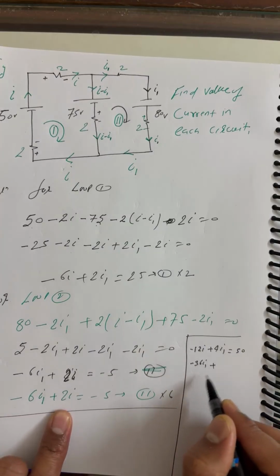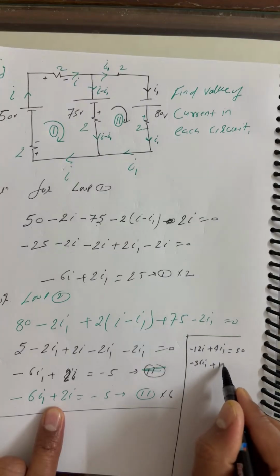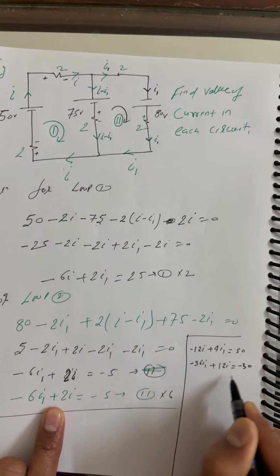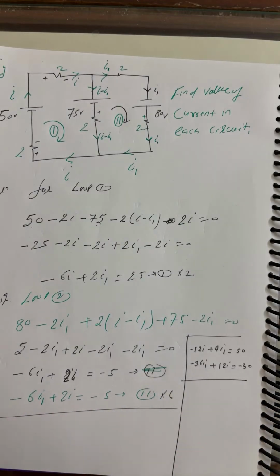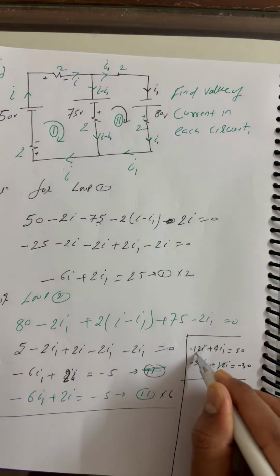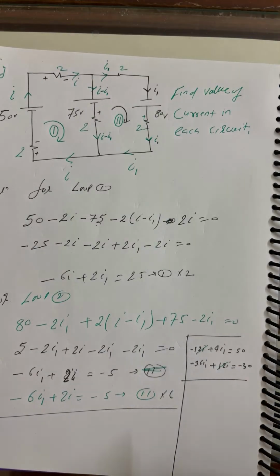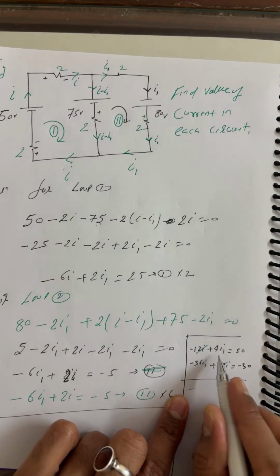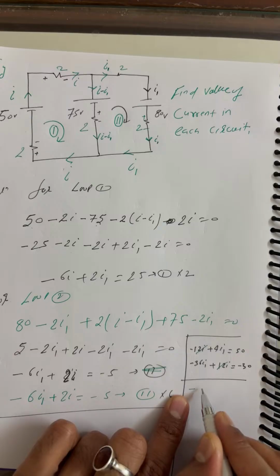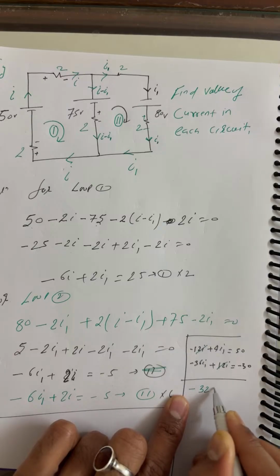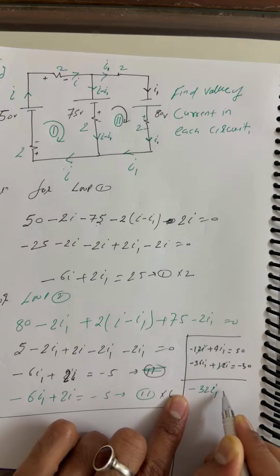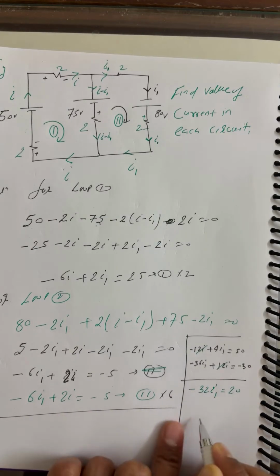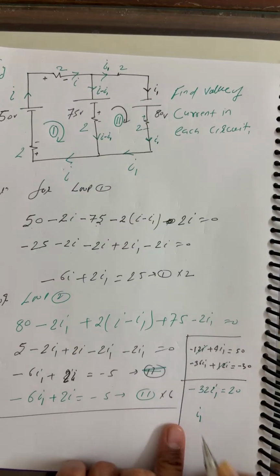Student, for direction, 6 to the 12 I, which is equal to minus 30. So now, student, this is cancelled. Now, minus 36, 32, 32 I1 is equal to minus 20. So I1 you will get here finally.